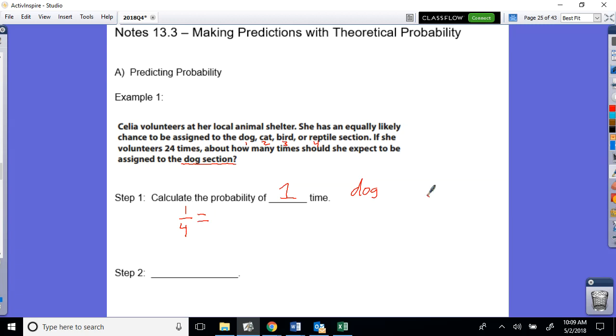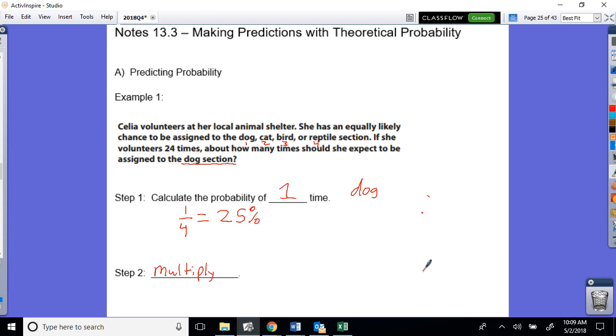All right, and we'll make that into a percentage just like we've been doing. That's going to be 25%. Okay, so there's step number 1. We found the probability of being assigned to the dog section. It's a 25% chance. Now, step number 2, we are going to multiply.